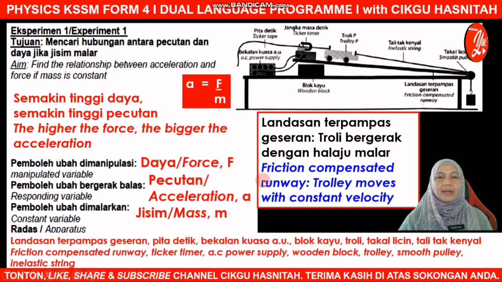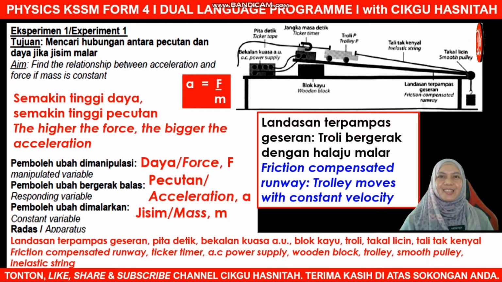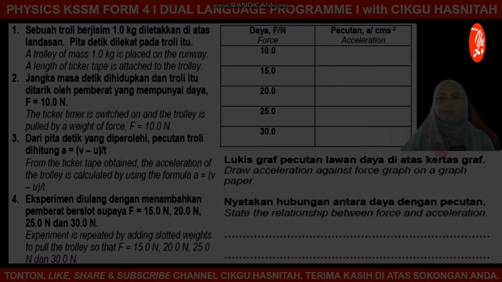And these are the apparatus required in this experiment, where you need a friction compensated runway, a ticker timer, AC power supply, wooden block, a trolley, smooth pulley, and also an elastic spring. So what will be the outcome of this experiment? Let's check on the next slide.